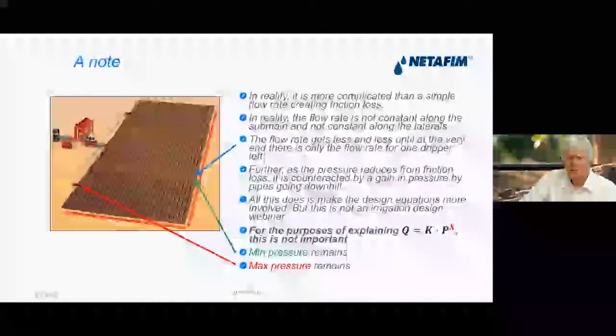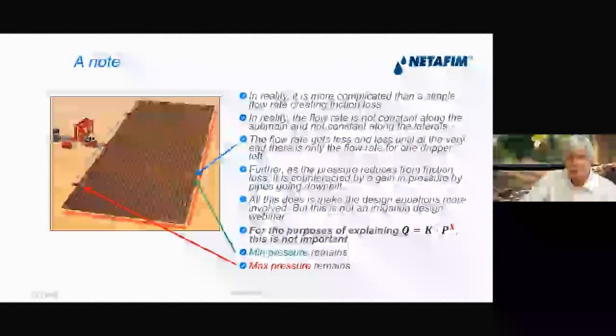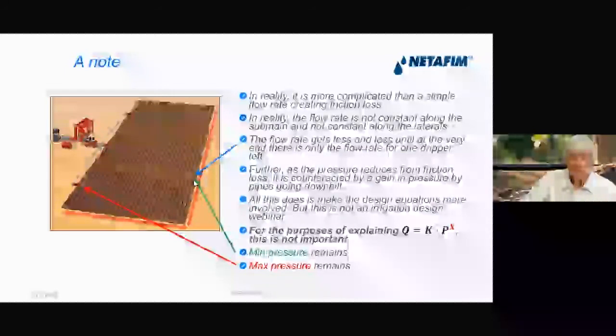Now I know the irrigation designers are watching this, so I'm just going to make a note. It's not too important for the actual content of this webinar. In reality, it's more complicated than this. In reality, the flow rate is not constant along the submain. It's not constant along the laterals. The flow rate gets less and less down along here, until at the very end of the dripper line, we've only got the flow rate of one dripper left.